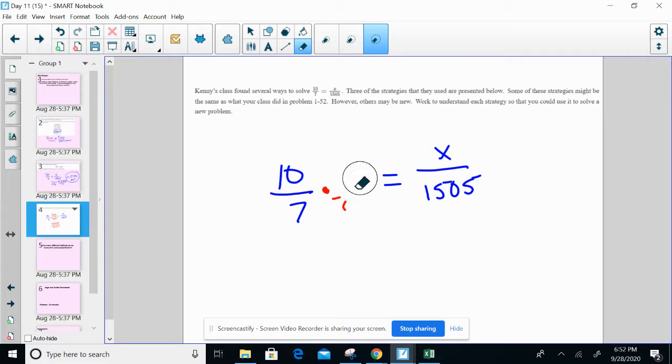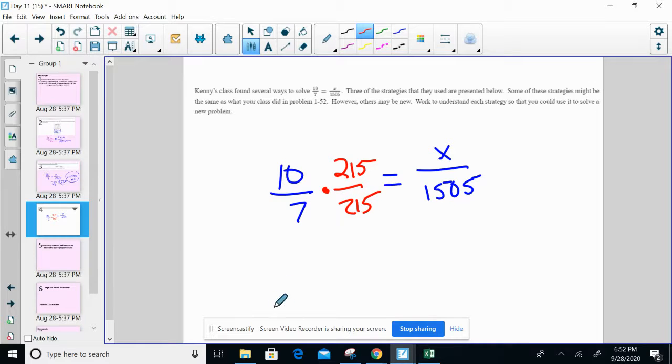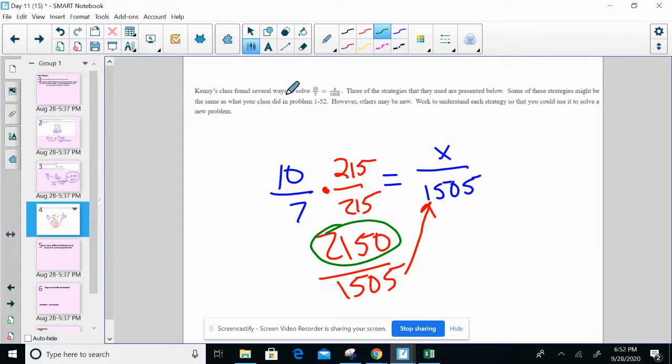But ultimately, I think your answer is, I want to say it's 215 over 215. Yes, it is. Then it'd be 2,150 over that, and right there's your answer. So that big one, 215 over 215, which is the number 1, makes our numbers really big. We bumped up 10 over 7 to equal the 1,505 in the denominator. And so right there is your answer, 2,150. So that's one method.